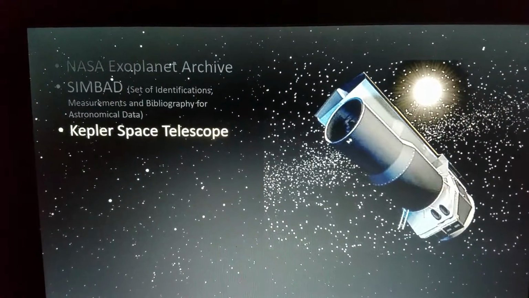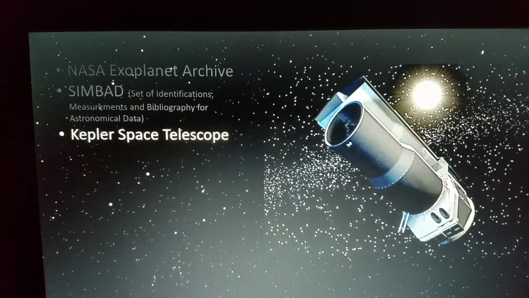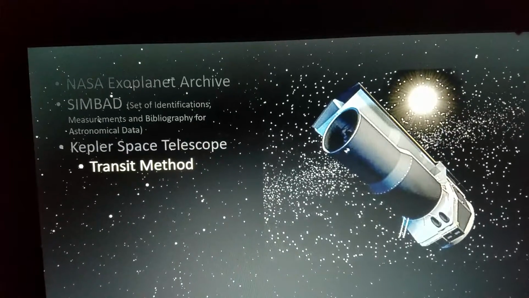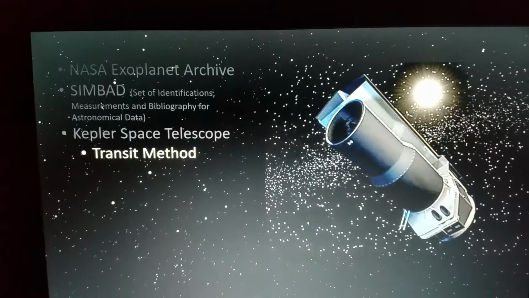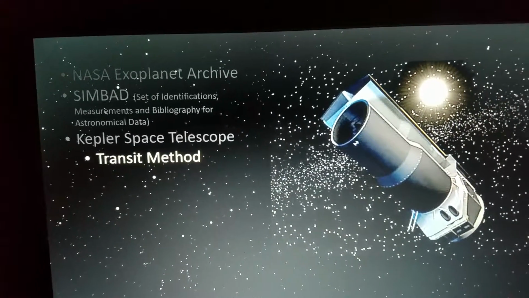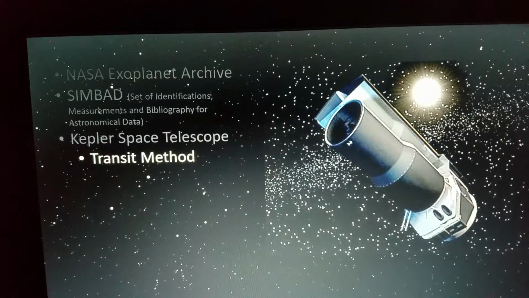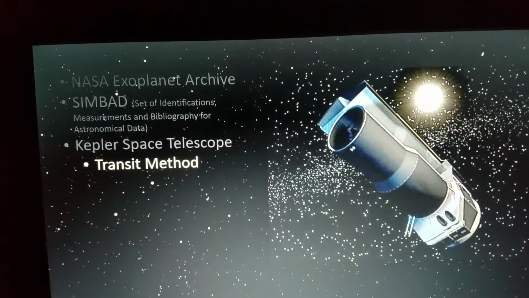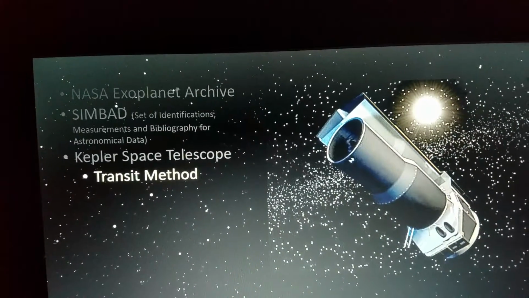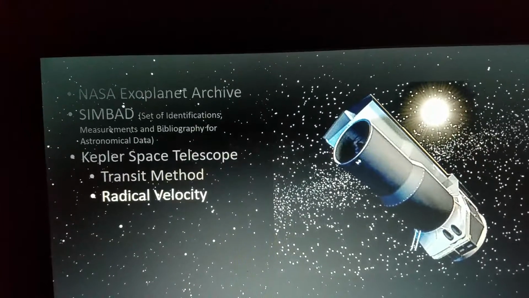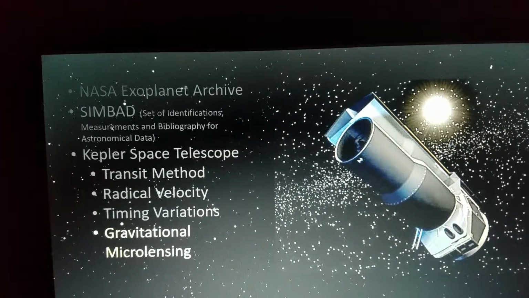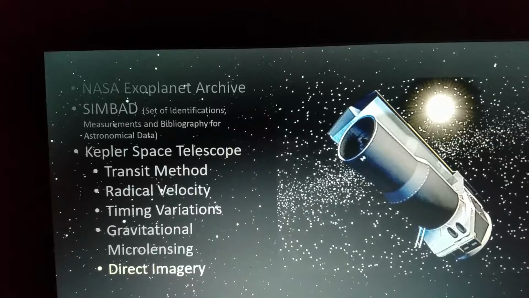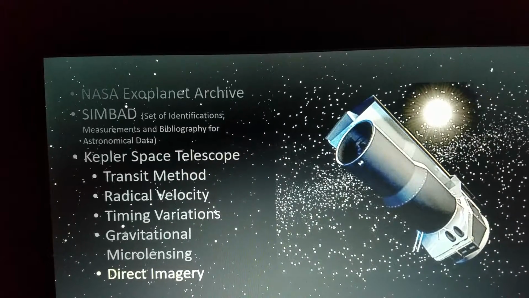The Kepler Space Telescope, part of the Kepler Space Mission, is a large space telescope that orbits the Earth, and it finds a point of view. The main method it uses is the transit method, where it observes many stars at one point, and if it detects any drop in luminosity, that's most likely due to a planet orbiting it. We see this with Mercury and Venus quite often, and this is the main method for detecting planets. Others include radial velocity, timing variations, gravitational microlensing, and direct imaging, but these are not as likely to find exoplanets as the transit method.